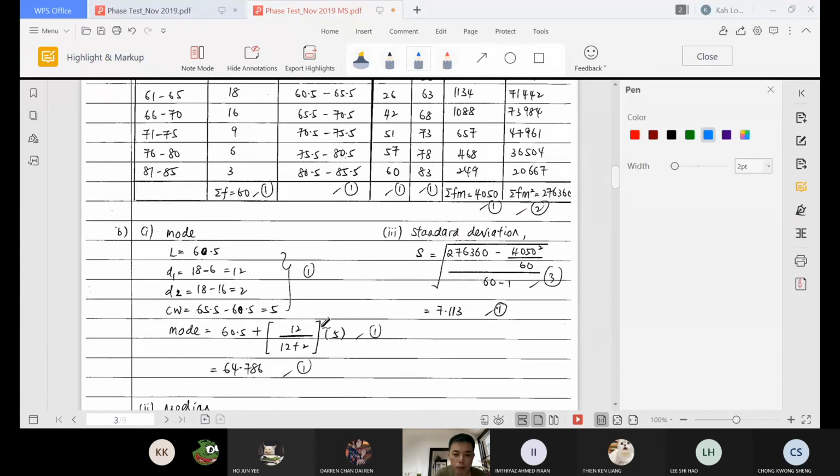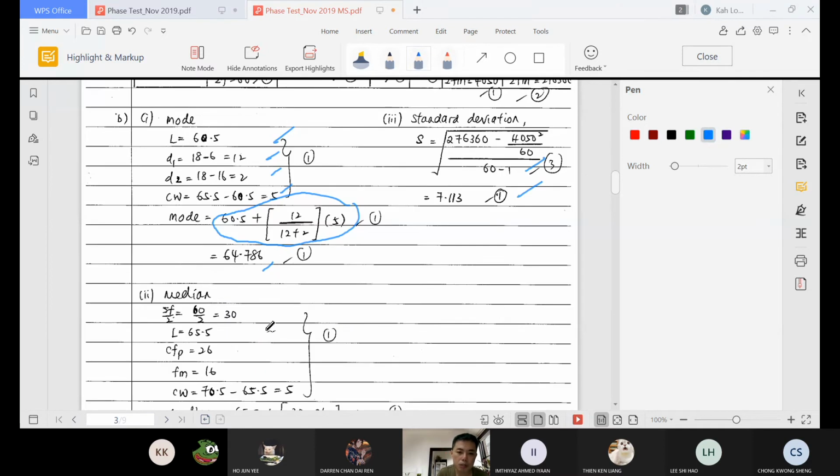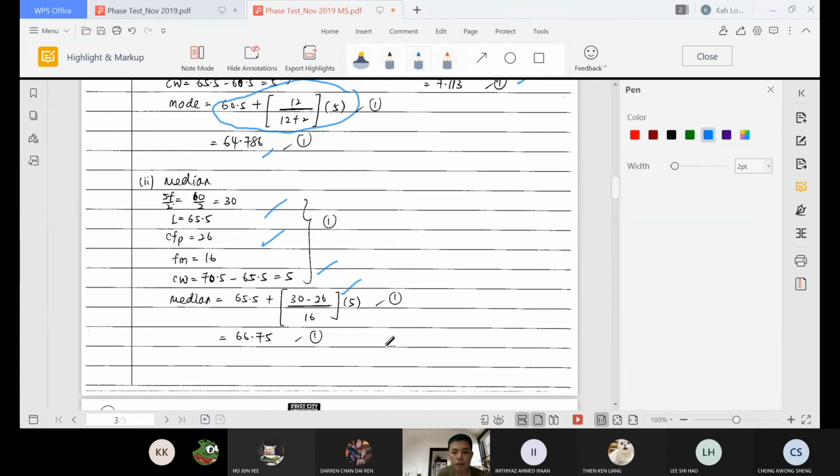So to calculate the mode using the formula, first you need to list out all this because you have the marks allocation there. Then after that, proceed to calculate the standard deviation and median. This one I already talked about just now, so I'm no longer talking about this again.